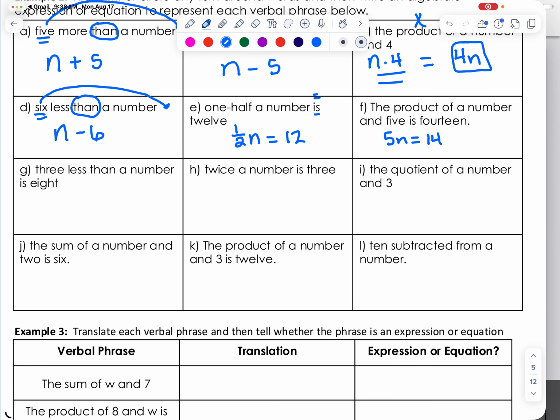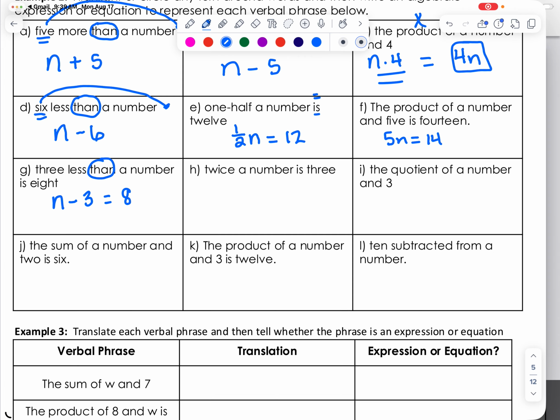G, 3 less than a number is 8. So we've got this "than," that's a turnaround word. So we want a number minus 3. That's 3 less than a number. "Is," so that's equal to 8. 3 less than a number, N minus 3, equals 8.